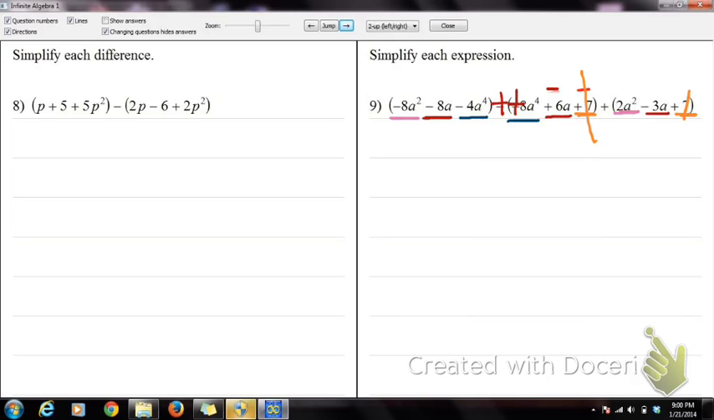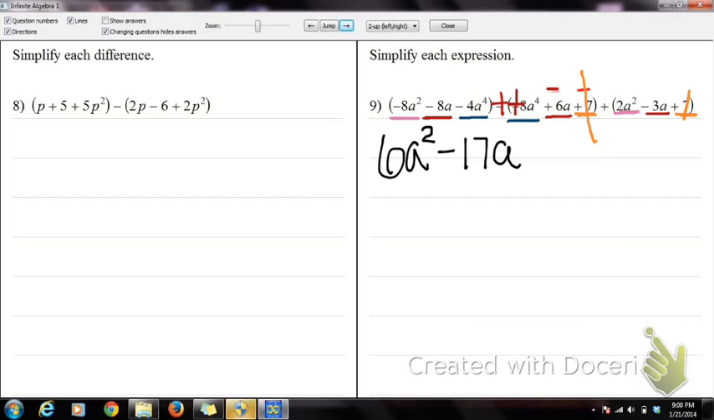Now going back to what's left to add up. We have a negative 8a squared and a positive 2a squared, which is a negative 6a squared. In red, we have a negative 8a and a negative 6a and a negative 3a. Negative 8 plus negative 6 is negative 14, plus negative 3 is negative 17. So we have negative 17a.